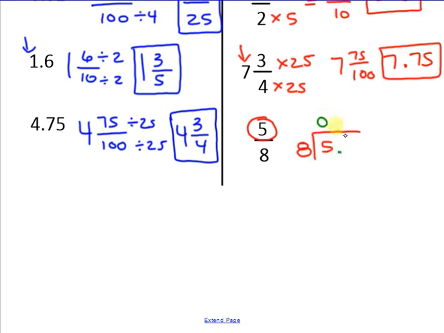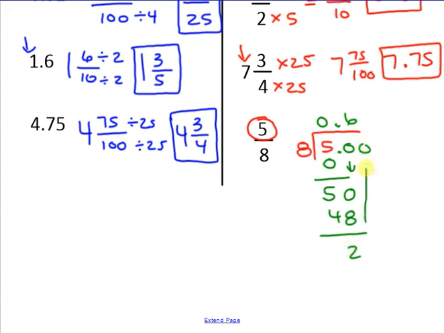I need to add a decimal, bring it to the roof, add a 0, and bring it down. 8 goes into 50, 6 times for 48. 50 minus 48 is 2.